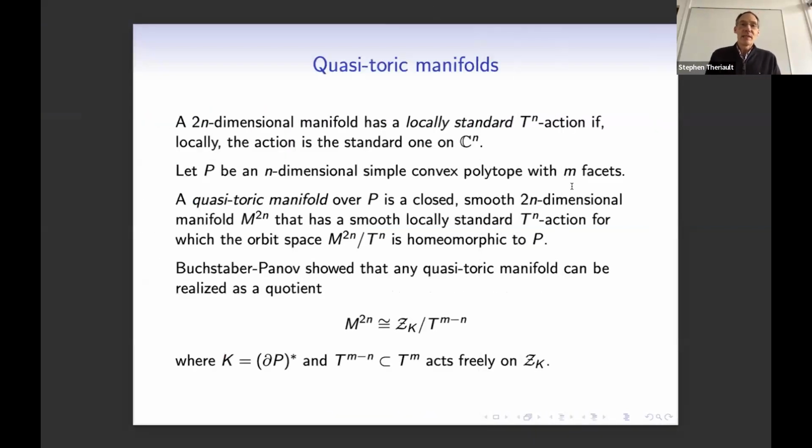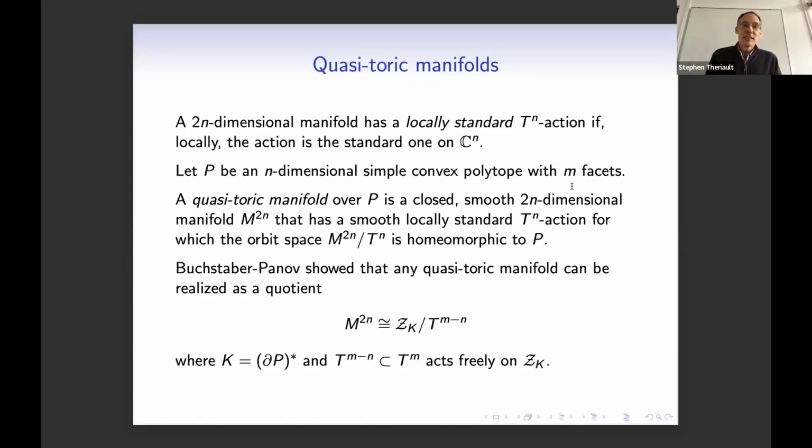A quasi-toric manifold. You start with an n-dimensional simple convex polytope with m facets. You say that an action is locally standard if there's a torus acting on it which locally looks like a torus acting in the usual way on a copy of C^n. And a quasi-toric manifold over a fixed polytope P is a closed, smooth 2n-dimensional manifold with a smooth, locally standard torus action for which the orbit space is homeomorphic to the polytope that you start with.